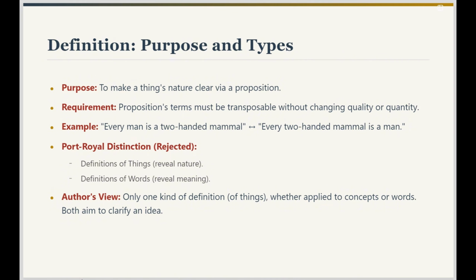Now there's a historical debate. Port Royal logicians tried to split definitions into two kinds. Definitions of things reveal the real nature of objects, supposedly non-arbitrary, debatable, versus definitions of words, which reveal meanings, arbitrary, incontestable.